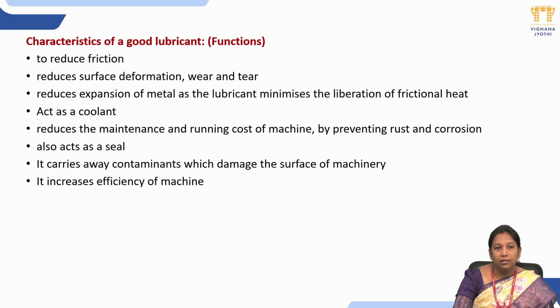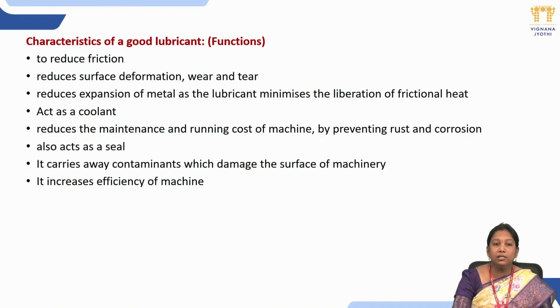Because as I said, the continuous friction leads to deformation of the metallic surfaces, which causes that wear and tear. So this lubricant, whatever applied, it reduces that deformation as well as wear and tear. It also reduces the expansion of metal, because that friction which arises due to continuous rubbing action of metallic surfaces releases a large amount of heat which may cause the expansion of the metal of that equipment or the machine. So this lubricant reduces that expansion of metal.